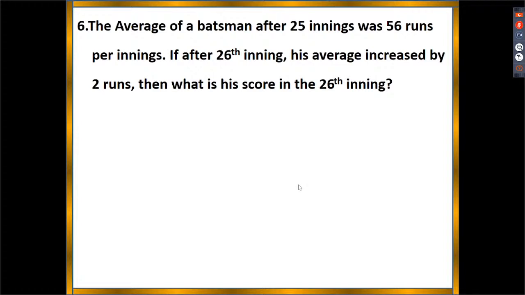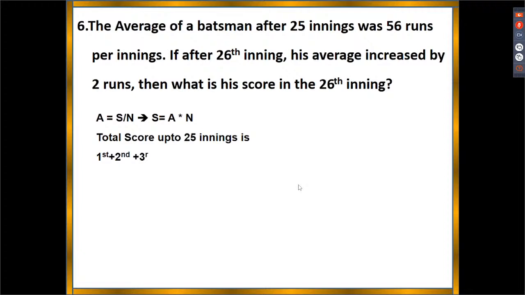So the number of innings is 25 and the average is 56. It means the total score up to 25 innings, first inning plus second inning and so on, is A into N: the average 56 into the number of innings 25. Everyone, please understand each and every step clearly. First inning plus second inning plus third inning and so on up to 25 innings is equal to 56 into 25.